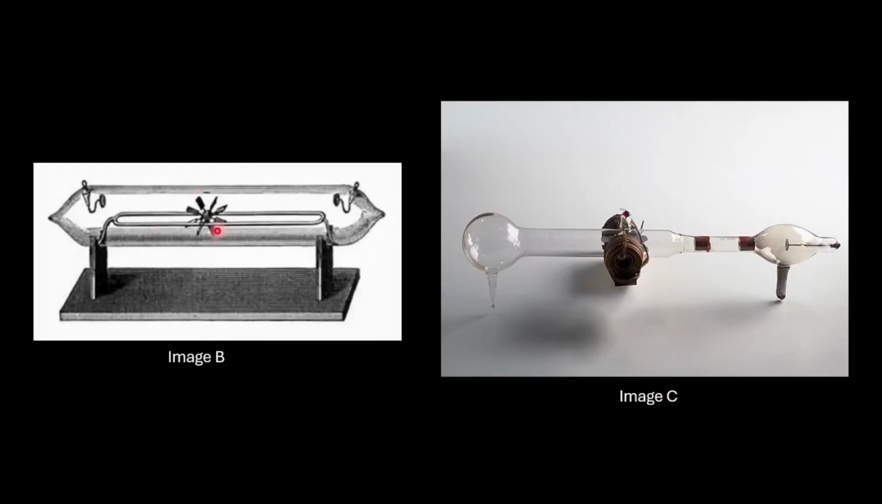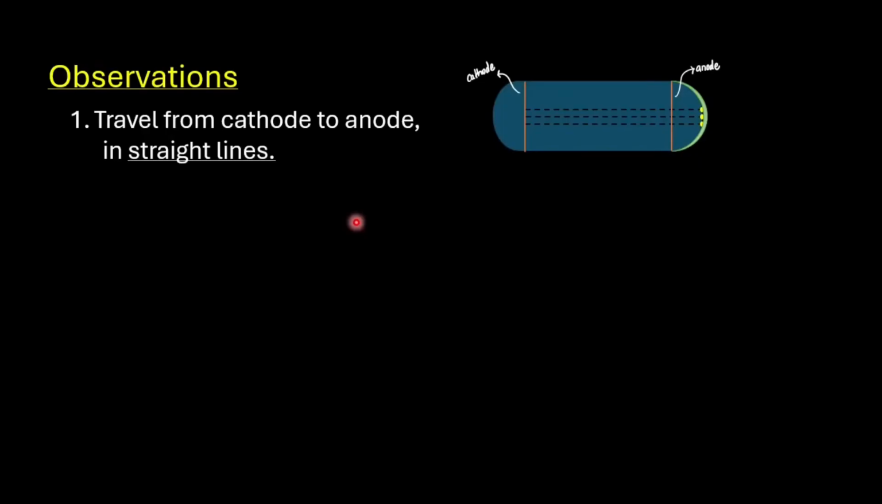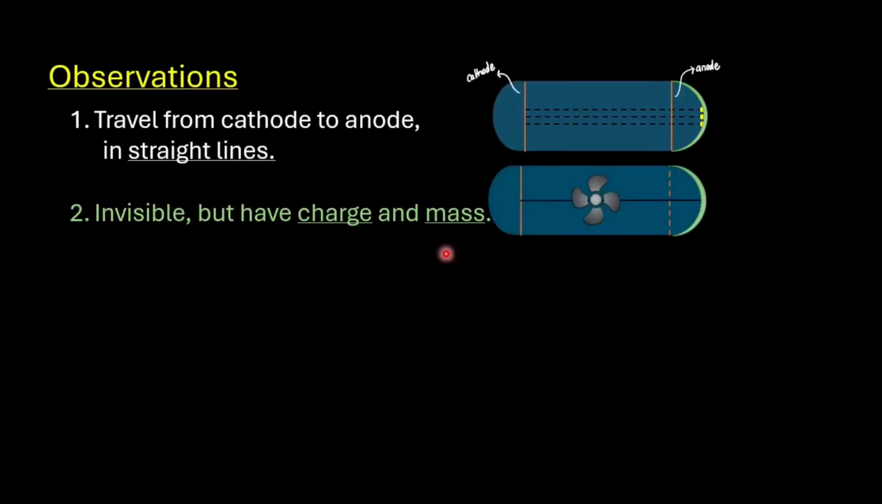The small wheel helped us in concluding that cathode rays had mass, and the electrical and magnetic field inducing devices helped us to conclude that cathode rays also had charge. There were several consistent observations of the cathode ray experiment. The cathode rays always traveled from the cathode to the anode in a straight line in the absence of electrical or magnetic field. Even though the cathode rays were invisible, they still had charge and had mass.